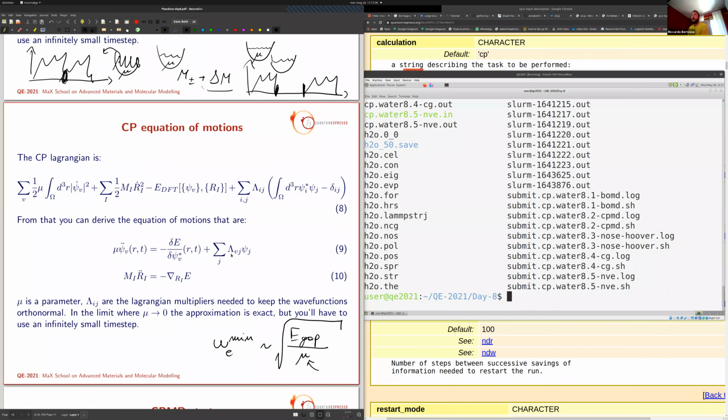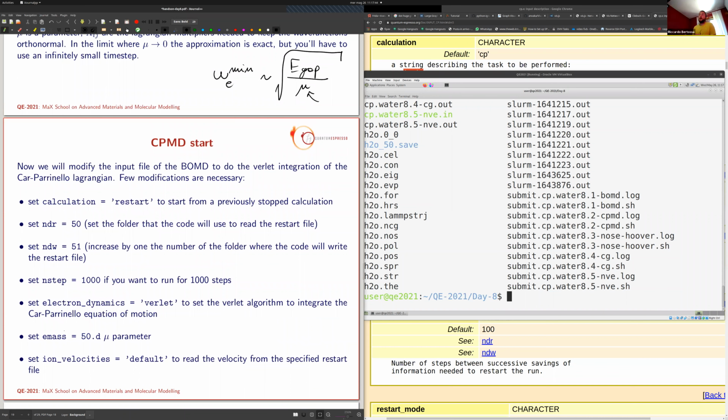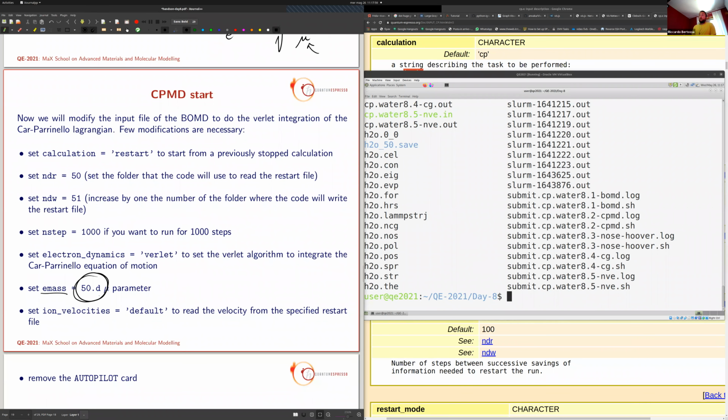So as a rule of thumb, I start with an Emass, that is the name for the mu parameter in the input file, of about 15 Hartree atomic units. That is a reasonable enough value that usually allows the electrons to follow the minimum very well.